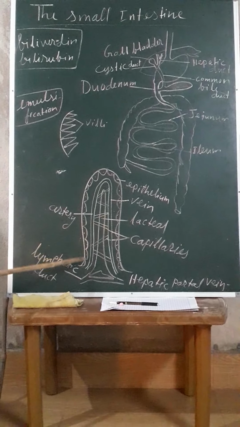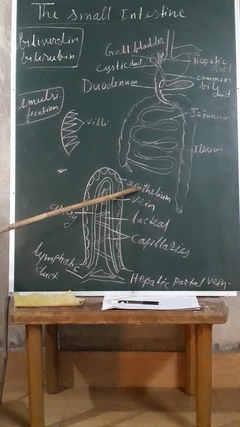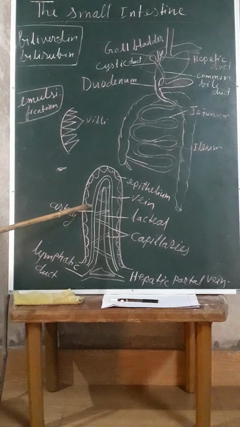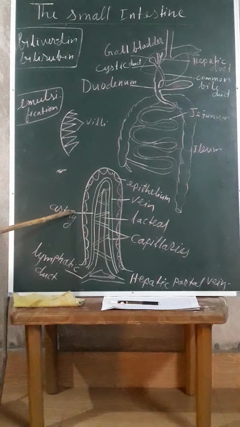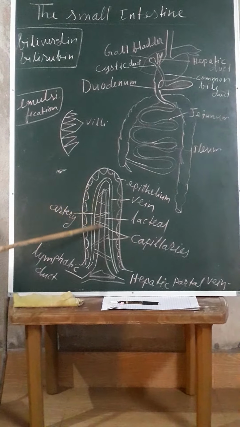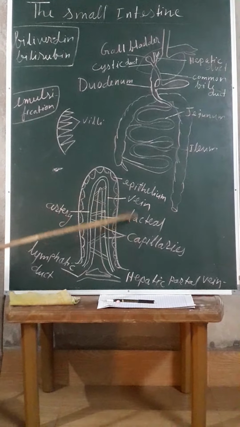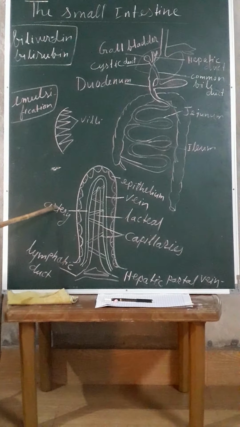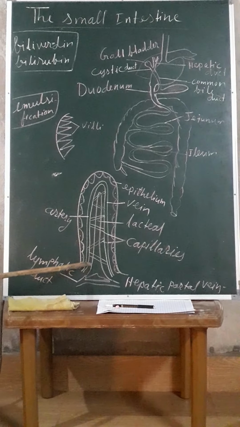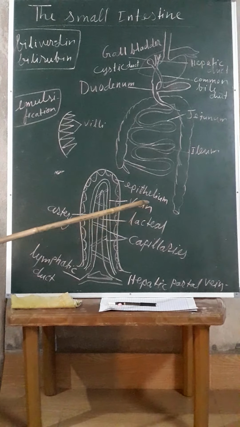Each villus is covered with a single layer of thin epithelium cells, and its inner part contains arteries, veins, lacteal and interconnecting blood capillaries. Arteries, veins, capillaries, and the lymphatic vessel, all together, are known as the lacteal.